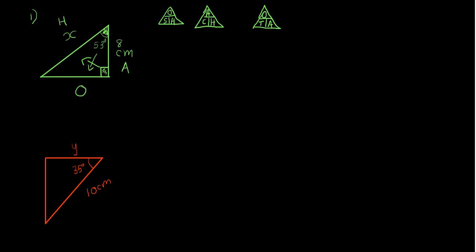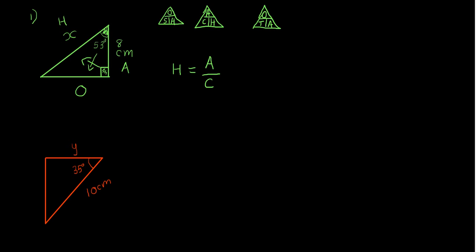The sine one has opposite and hypotenuse, so I can't use that. I need the adjacent and hypotenuse. I'll go to the cos. Cos has adjacent, it has hypotenuse, so I'm going to use that. The next step is I need to see which one is missing. In this case, the hypotenuse is missing, so I'm going to cover the hypotenuse in the triangle and rewrite it as h is equal to a over c.